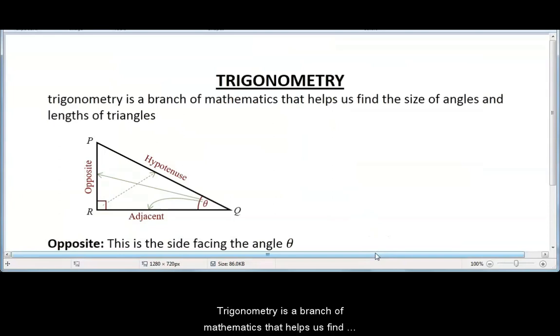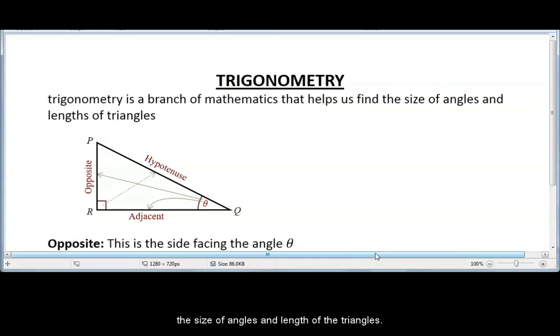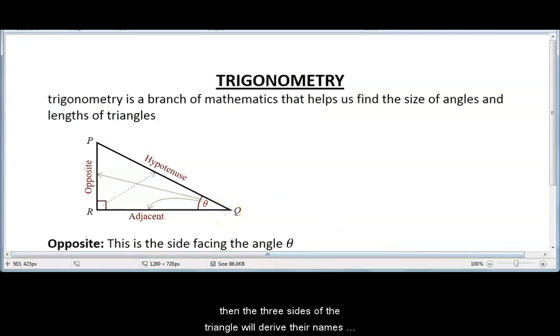Trigonometry is a branch of mathematics that helps us find the size of angles and length of the sides of triangles. A triangle of interest is the right-angled triangle. If the angle of this triangle is labeled theta as shown, then the three sides of the triangle will derive their names in relation to theta.